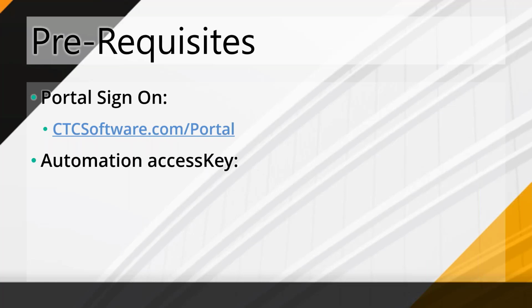So there is an automation access key that you will need, and you can reach out to us and get that automations key from license request at ctcsoftware.com. So feel free, reach out, grab that. If you have tools with us, that is free. It's just a part of your account.